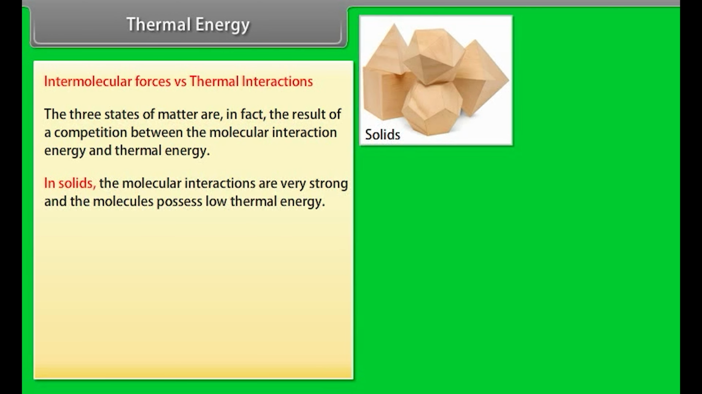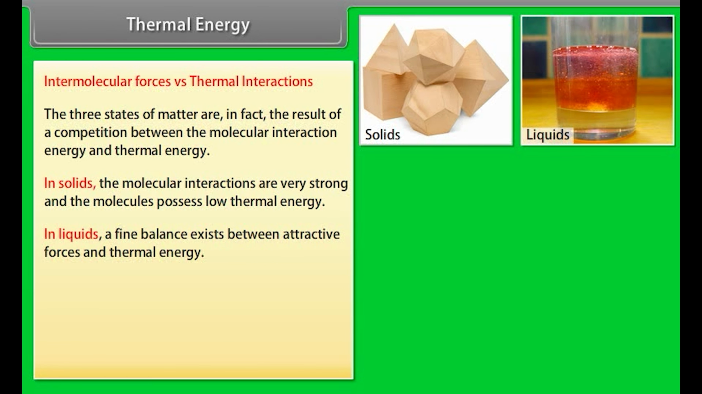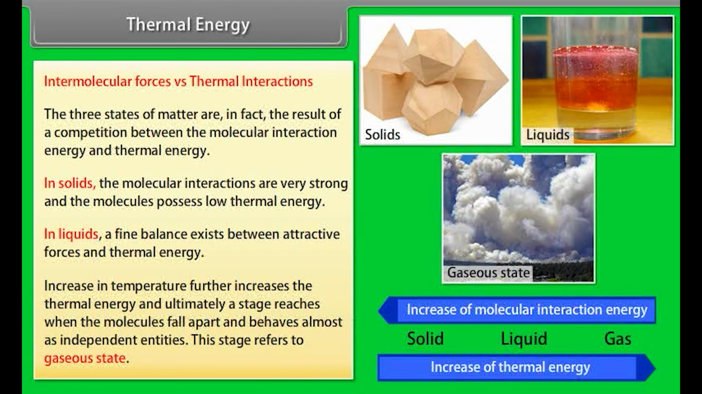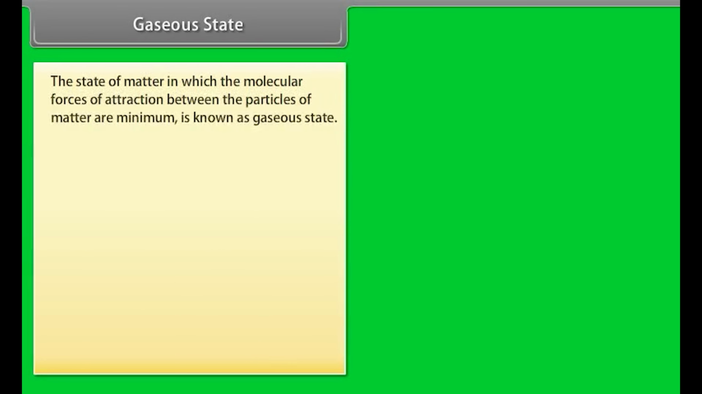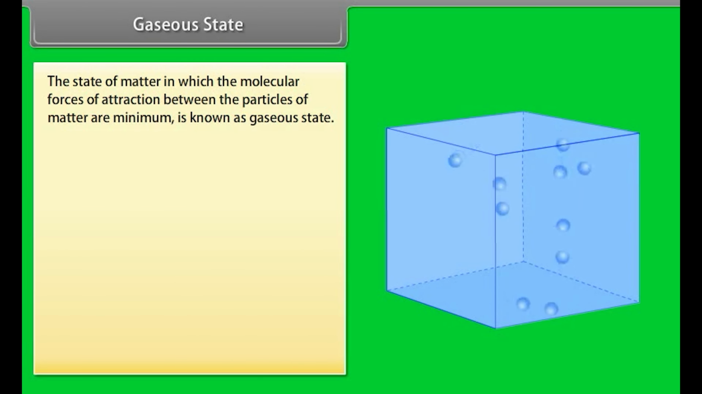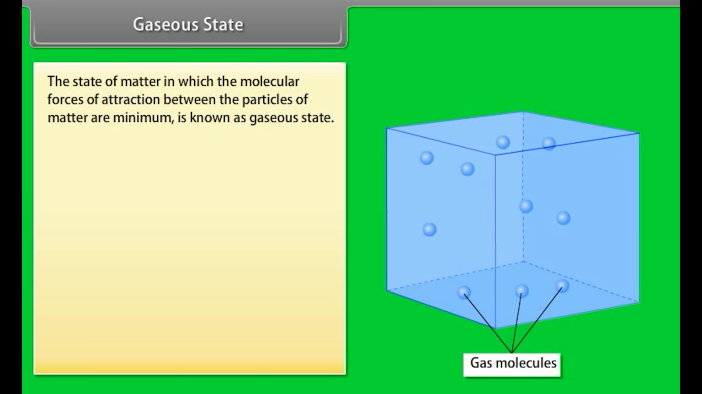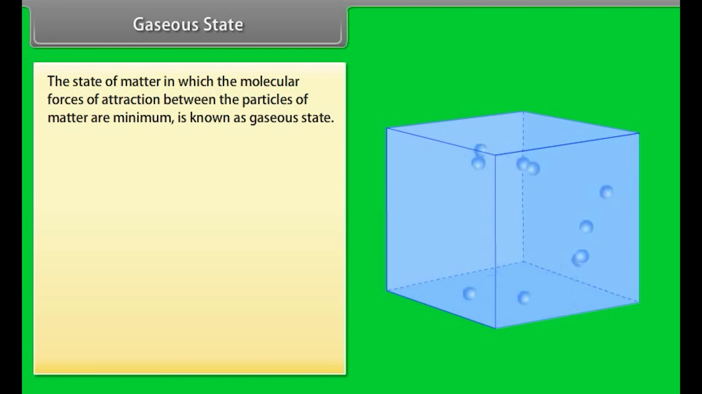In solids, the molecular interactions are very strong and the molecules possess low thermal energy. In liquids, a fine balance exists between attractive forces and thermal energy. Increase in temperature further increases the thermal energy, and ultimately a stage is reached when the molecules fall apart and behave almost as independent entities. This stage refers to the gaseous state. Gaseous state: the state of matter in which the molecular forces of attraction between the particles of matter are minimum is known as gaseous state.